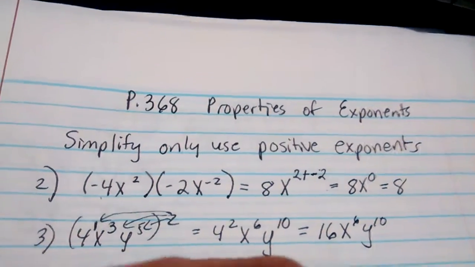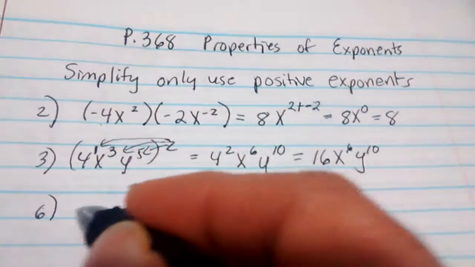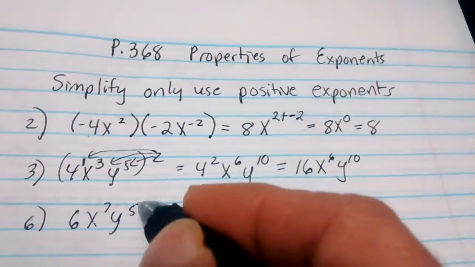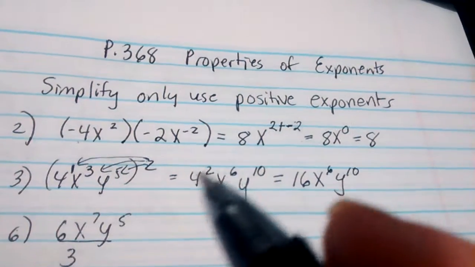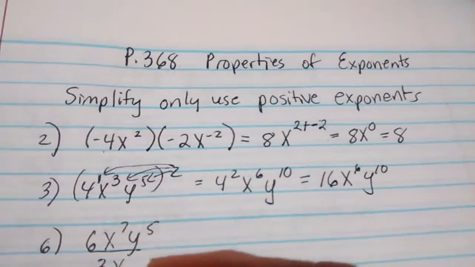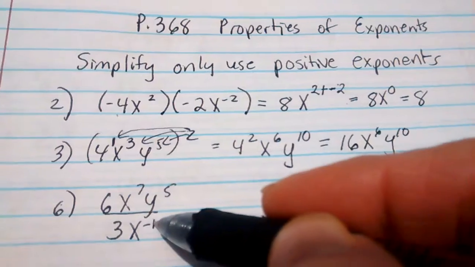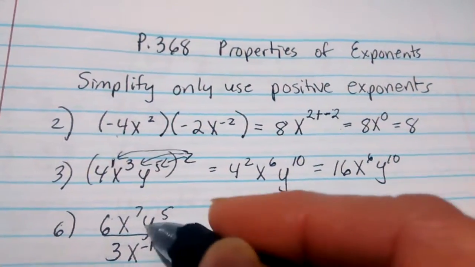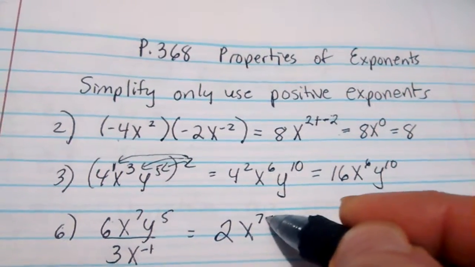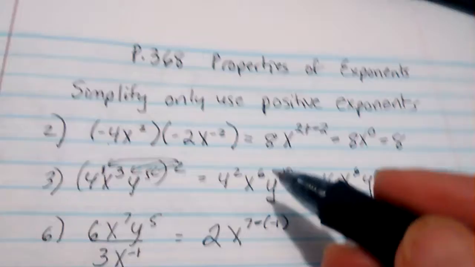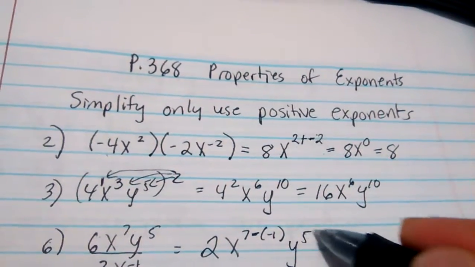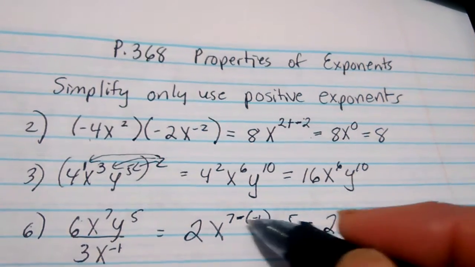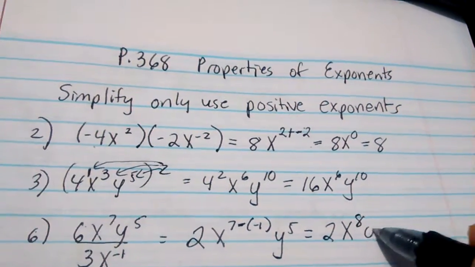In number 6, you're dividing, so you subtract exponents. 6 divided by 3 is 2. This would be x to the 7th minus a -1, and then y to the 5th. So the final answer would be 2 x to the 8th y to the 5th.